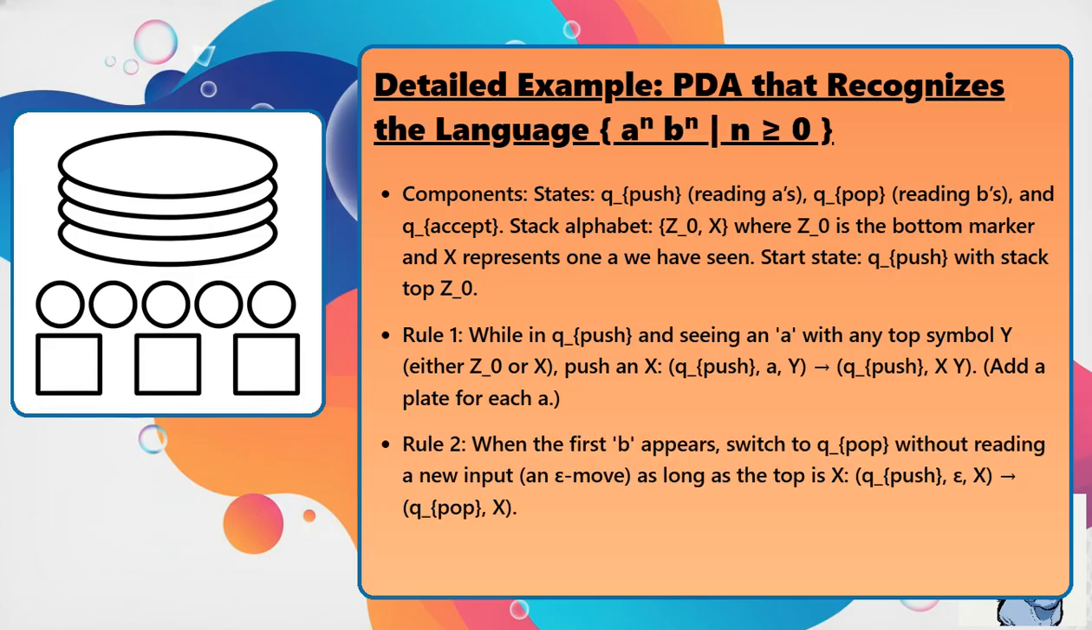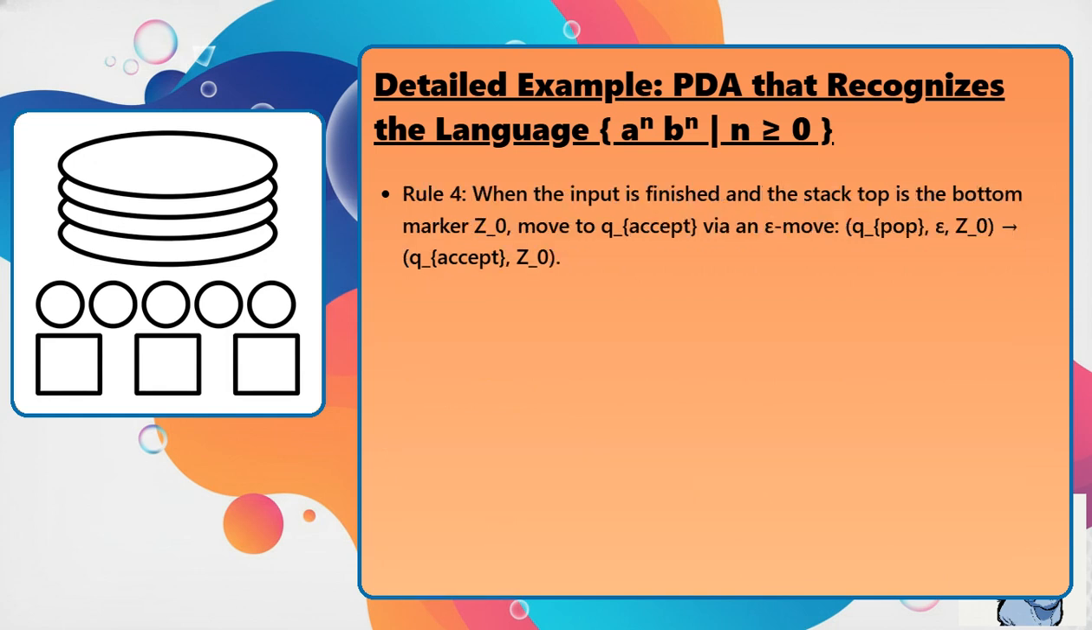Rule 2: when the first b appears, switch to q_pop without reading a new input, an epsilon move, as long as the top symbol is X. Rule 3: in q_pop, for each b read, pop one X. Rule 4: when the input is finished and the stack top is the bottom marker Z0, move to q_accept via an epsilon move. Rule 5: q_accept is the only accepting state.